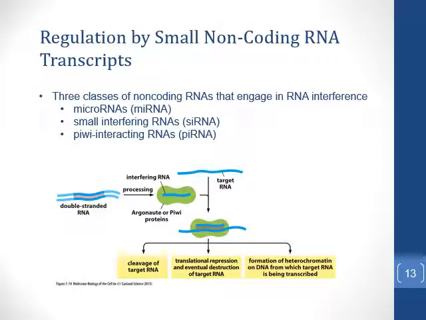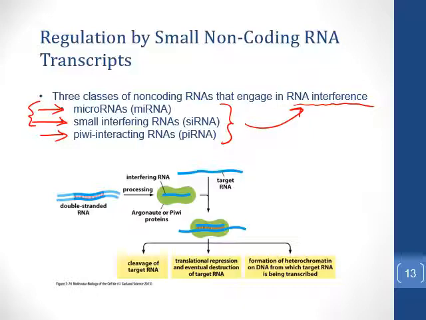Now what we want to do is change gears a little bit and look at another kind of post-transcriptional regulation. It turns out that there are 3 classes of non-coding RNAs that engage in a process called RNA interference. These 3 classes are called microRNA, small interfering RNAs, or piRNAs. We're going to talk about these 2, but all 3 of these are engaged in this process called RNA interference.